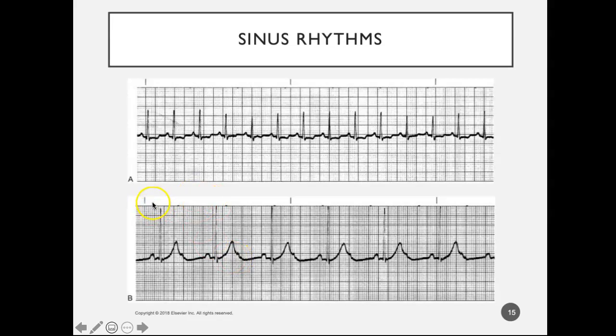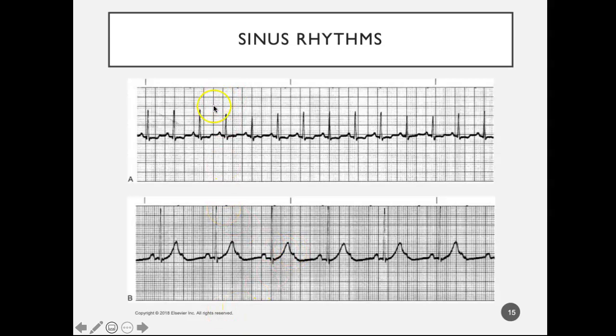Now, this one, on the other hand, here's our little tick mark. So we can measure that one too. 1, 2, 3, 4, 5. So this one's actually a little slow, but it's still sinus. Again, you've got a P wave before every QRS, and then you have a T wave. Those QRS complexes are kind of hard to see on this picture, but it's the one that was provided by the book, and they correspond with what's in your book.